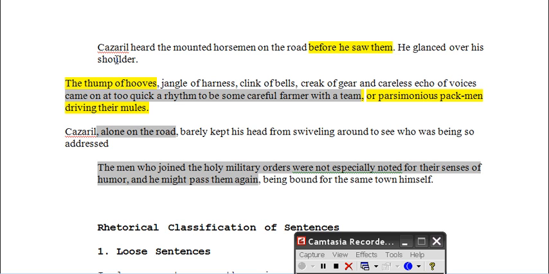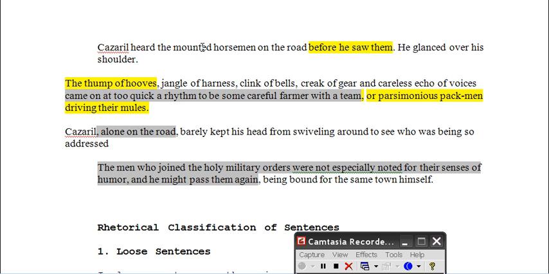Khazaril heard the mounted horsemen on the road before he saw them. So here, notice you have two complete sentences: he saw them, and the first complete sentence, which came before, right? These are the two complete sentences, which are being connected with before. So before is acting as a subordination. Before he saw them, Khazaril heard the mounted horsemen on the road. Usually when you have a subordinated clause, you can move the subordinated clause to the beginning of the sentence. You can also sometimes put it in the middle of the sentence as an interrupter.